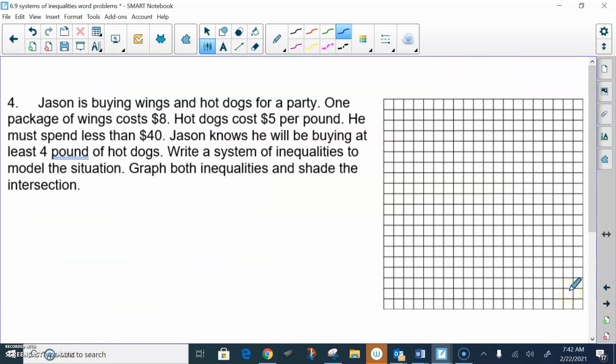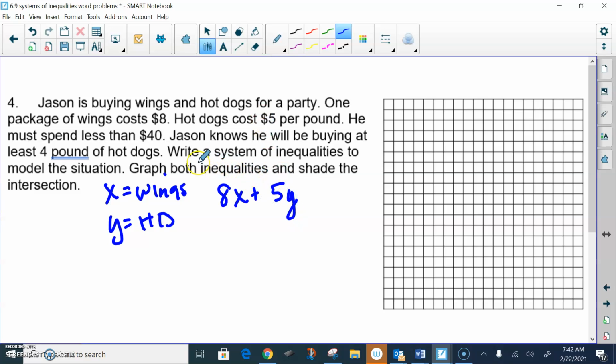Okay, let's just set up this one real quick. Jason is buying wings and hot dogs. Okay, there you go, your X and Y, whichever one you want to do. X is number of wings, Y is hot dogs. Okay, 1 package of wings costs $8. 8 times the number of wings plus hot dogs are $5 per package of hot dogs, and he must spend less than, okay? He can't spend $40, so we're not going to put an equal sign, $40, and he has to buy at least 4 pounds of hot dogs. There it is, 4 pounds at least.